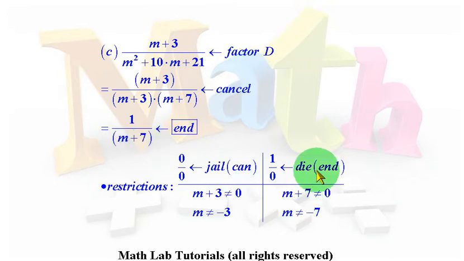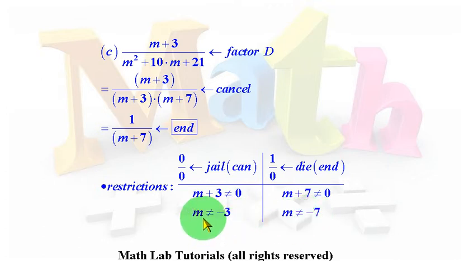Also, at the end, we look at the denominator. The denominator is m plus 7. We want to make sure that denominator is never equal to 0, so we set m plus 7 not equal to 0. Solve for m, you get m is not equal to negative 7.